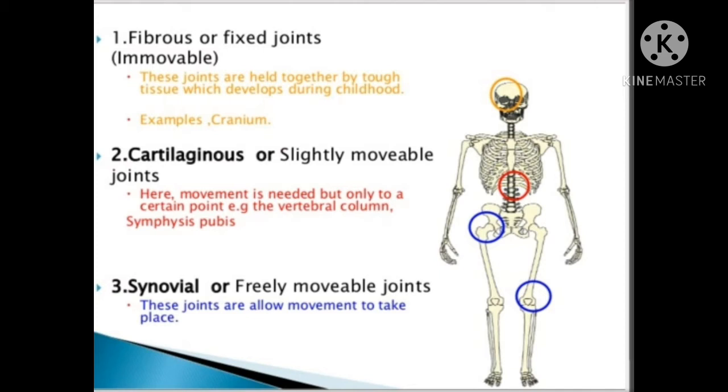Now the third is synovial or freely movable joints. In the picture it is represented by blue color, and these joints allow movement to take place. Because of synovial joints we are able to move body parts.